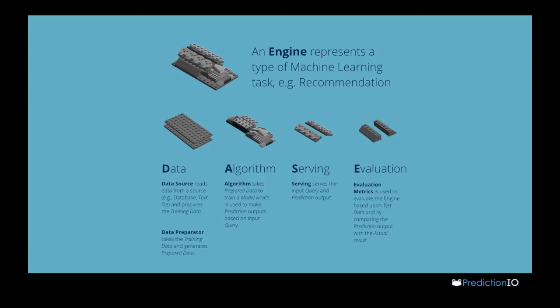So what we have here is the main components being the data source and preparator, the algorithm, the serving, and the evaluation layer, which I didn't go into in the demo, but obviously for recommendation, you'd be using metrics like mean average precision or area under the curve.